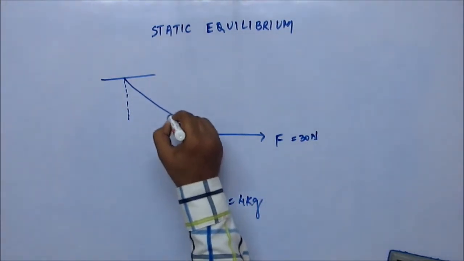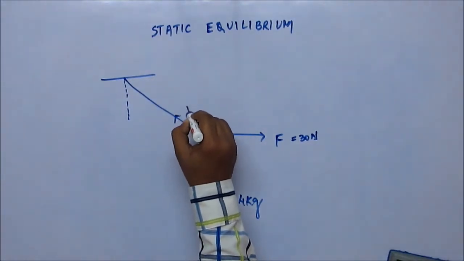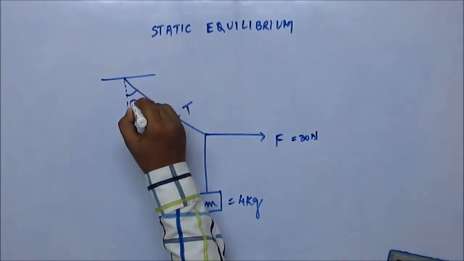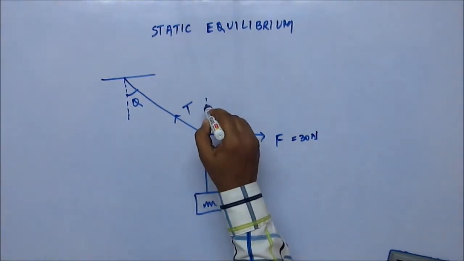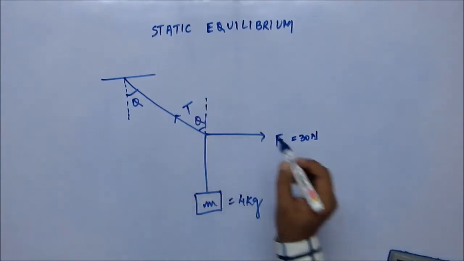So you have been asked to find what is the tension here, T, and you have also been asked to find what is this angle theta. So find T and theta by writing a very basic equation of static equilibrium. Write it in horizontal direction, write it in vertical direction, and you will very easily find T and theta. Let's do it. If this is theta, then this is also theta, alternate angle.